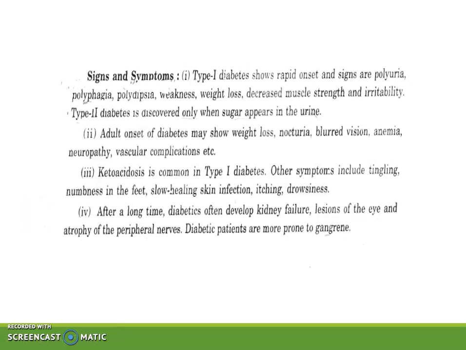Signs and symptoms. Type 1 diabetes shows rapid onset and signs are polyuria, polyphagia, polydipsia, weakness, weight loss, decreased muscle strength and irritability. Type 2 diabetes is discovered only when sugar appears in the urine. Adult onset of diabetes may show weight loss, nocturia, blurred vision, anemia, neuropathy, vascular complications, etc. Ketoacidosis is a common type in type 1 diabetes. Other symptoms include tingling, numbness in feet, slow healing of skin infection, itching and rawness.